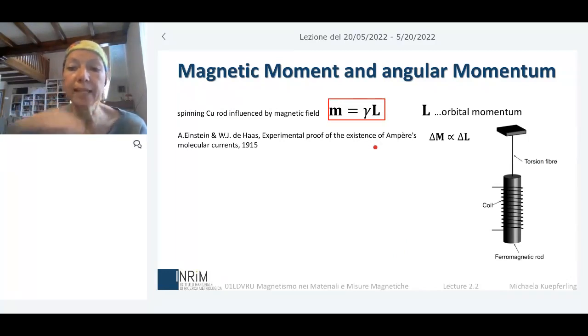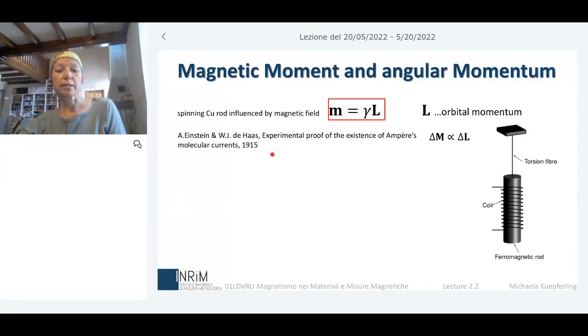In 1915, Einstein and de Haas wanted to give a proof of the existence of these Ampère molecular currents by doing the following experiment. You can see here a coil which is producing a magnetic field and a ferromagnetic rod. They used iron suspended on a torsion fiber. And so you will see a rotation when you have a magnetic field.